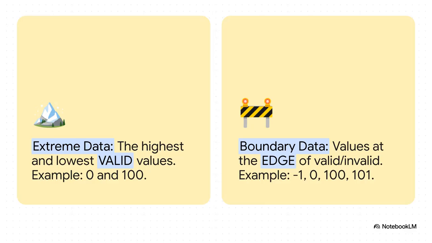Okay, so let's make this crystal clear. For our 0 to 100 scale, extreme data is just 0 and 100. Easy. But boundary data is more surgical. It tests -1 and 0, and then it tests 100 and 101. You have to prove that -1 gets rejected, but 0 gets accepted. And you have to prove that 100 gets accepted, but 101 gets rejected. That is how you know the line between right and wrong is drawn in exactly the right spot.